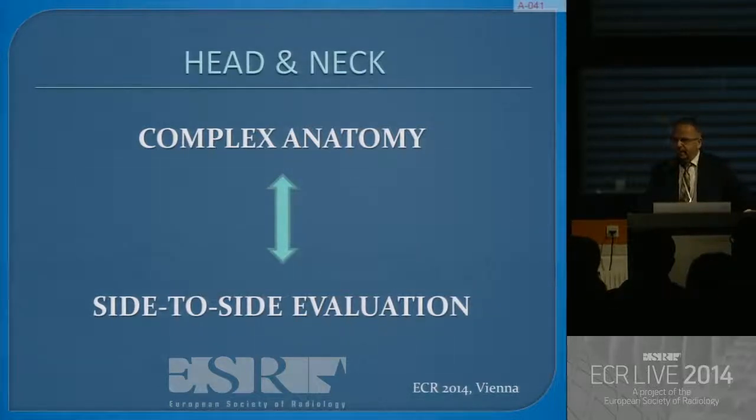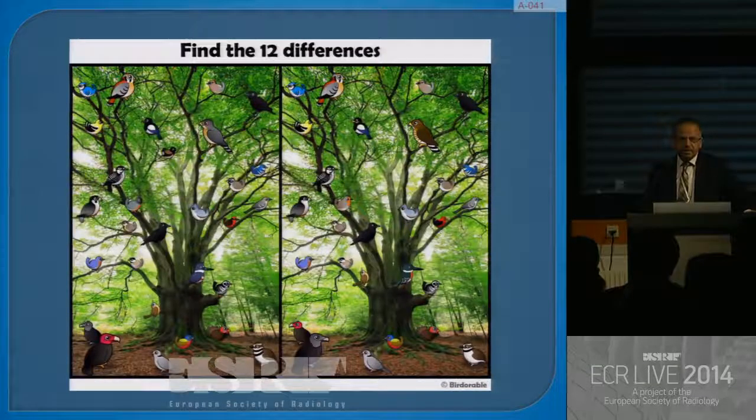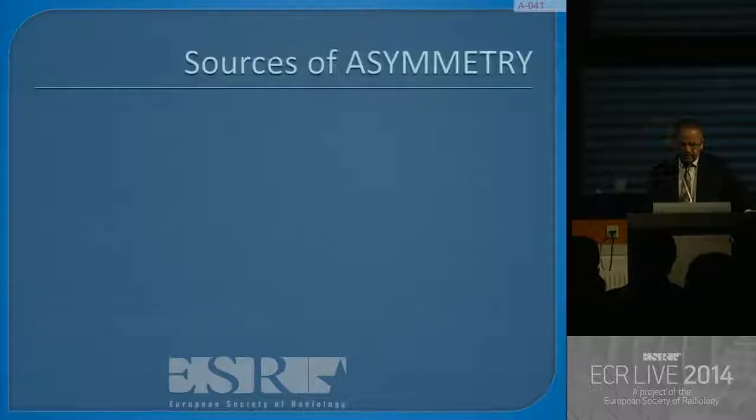The best way to cover this complexity is to compare the right side to the left, or the left side is the witness of the right in that type of interpretation. It's like a game to find almost two identical images. To find differences is okay, unless the background is asymmetric. So asymmetry is our enemy while evaluating in side-to-side comparison.